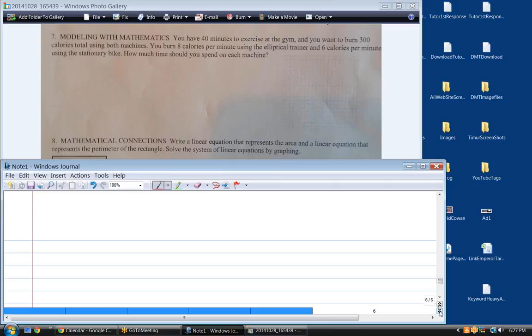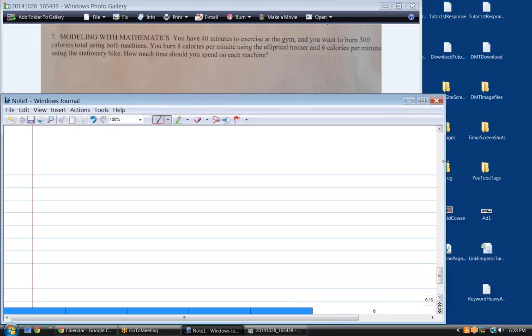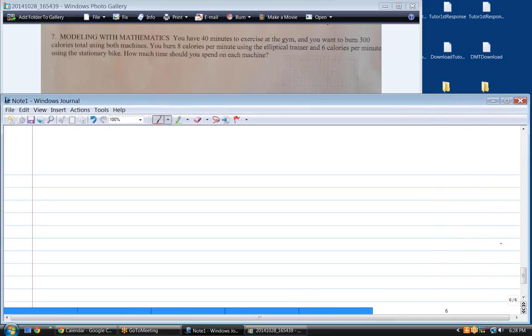What's the first step of any word problem? Very, very important. If you remember this, you'll be good at word problems, and nobody's good at word problems because nobody remembers this. If everybody remembered the first step, then the word problem would flow. The first step comes from the last sentence: how much time should you spend on each machine? In other words, the first step is define your variables and say what they mean.